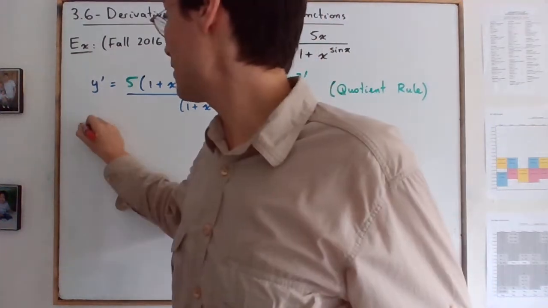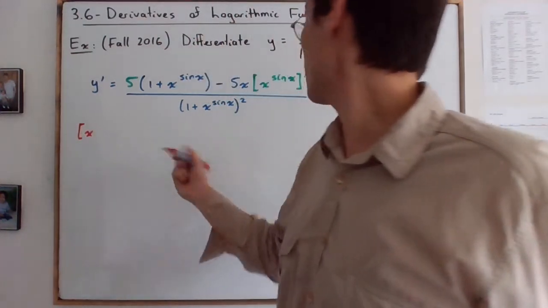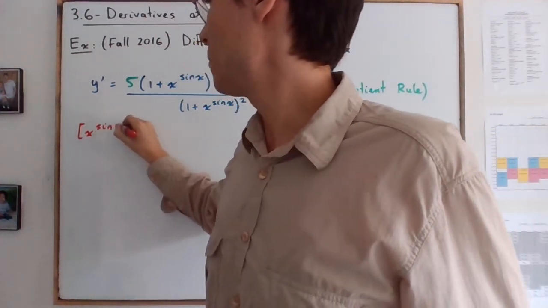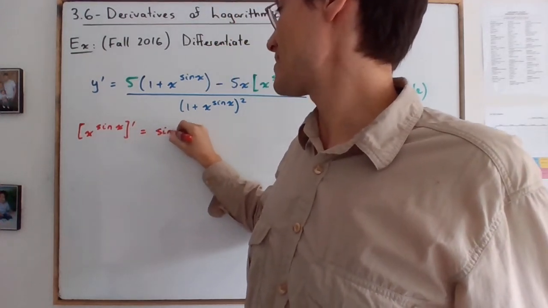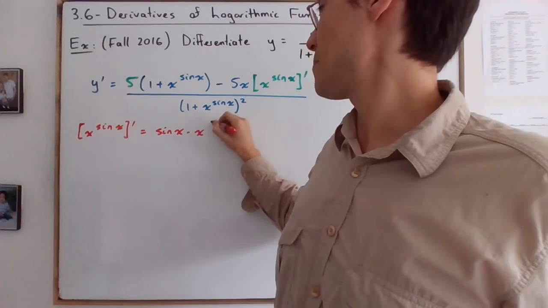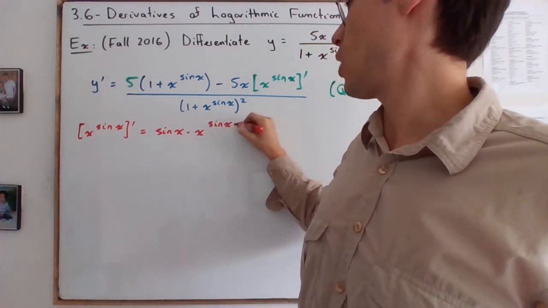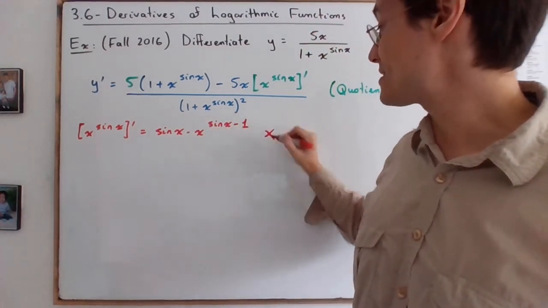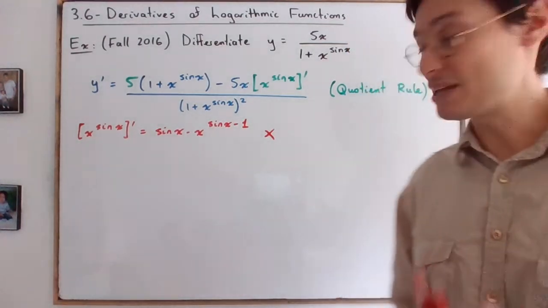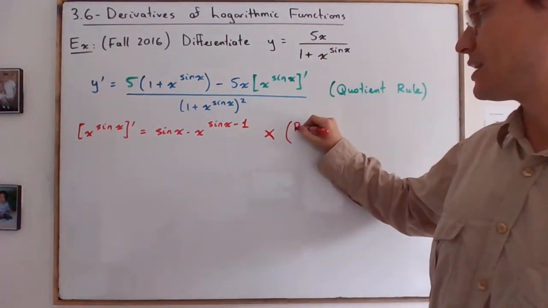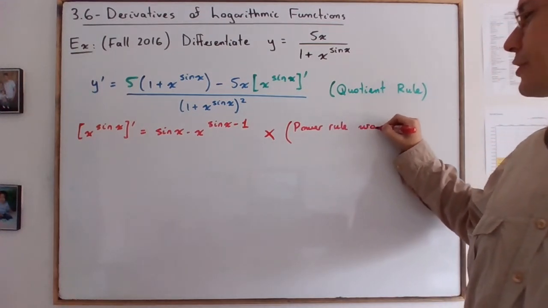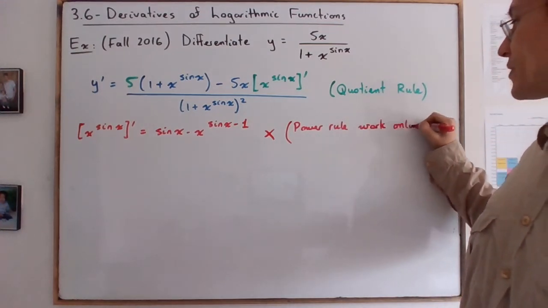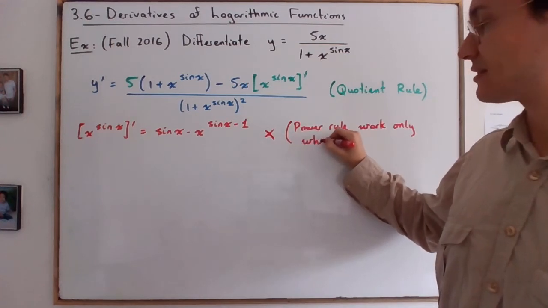So I'm just going to outline a couple of things that are wrong. Some people are going to write sine of x times x to the power of sine of x minus 1. This is not valid. The power rule is not valid here. Let's write that down: the power rule works only when the exponent is constant.